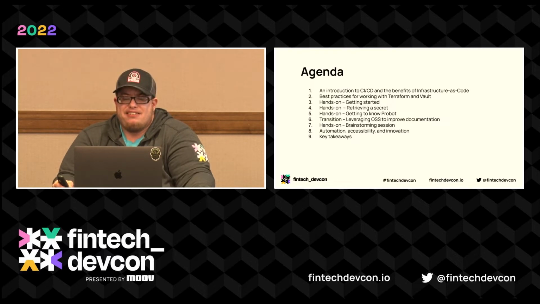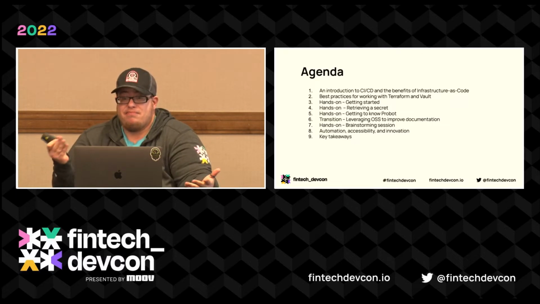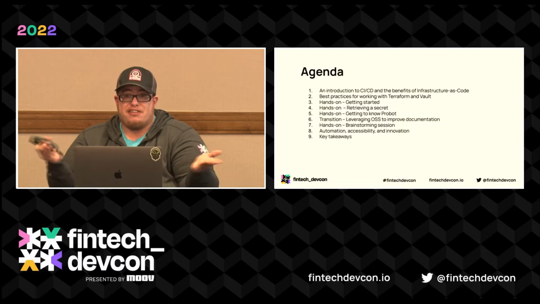Then we're going to take another curve, and we're going to talk about how you can leverage open source software to improve your documentation. What is accessible documentation, why you need it, how you can write it, etc. Then we're going to go for a little brainstorming session. What does documentation mean to you? What makes good documentation? What's bad documentation? How do you find that out? So we're going to come together as a group, talk that over.